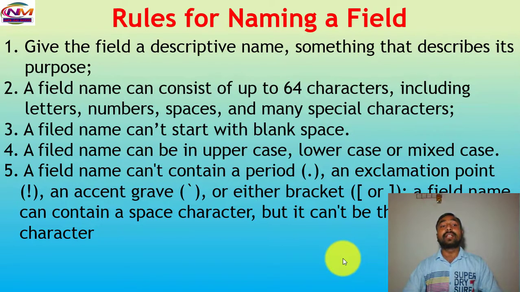The second rule of naming a field is that a field name can consist of up to 64 characters. More than that is not allowed. Suppose that ABC has 3 characters. Understood? In that, you can include letters, numbers, spaces, and some of the special characters. Some special characters are allowed, but mostly avoid using special characters if it is not necessary.